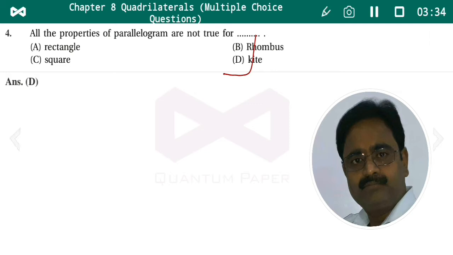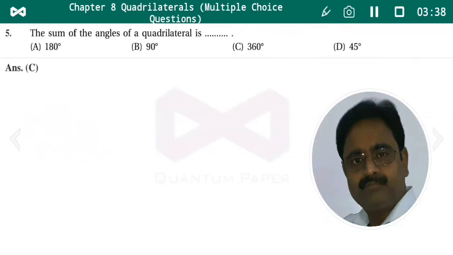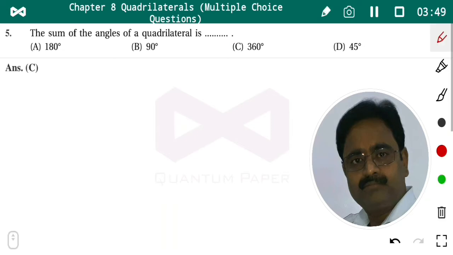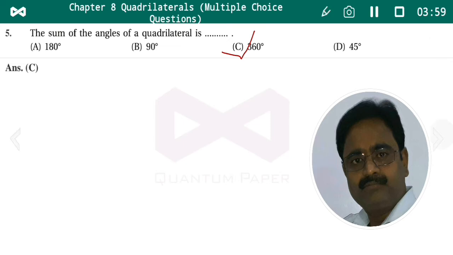So let's move on to the next question, number 5. Question 5 asks the sum of angles of a quadrilateral. Dear students, you have read this theorem: the sum of all the angles of a quadrilateral is 360 degrees. We have also learned to prove this in our chapter. So our option C is right for this question.